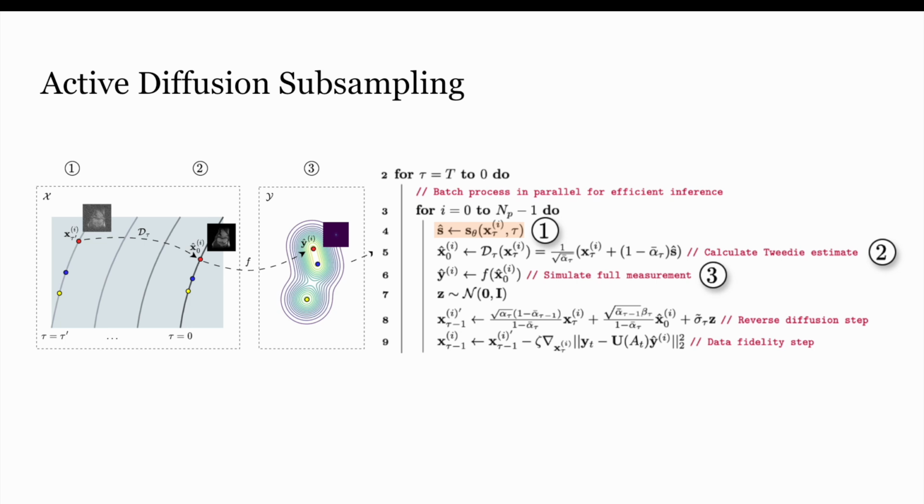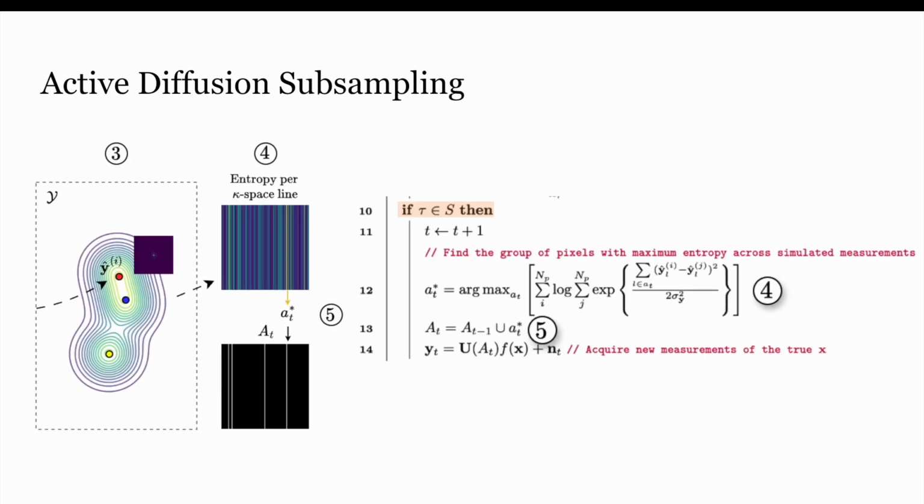The first part of the algorithm is this for loop, which iterates over each of the particles in our particle distribution and does regular diffusion posterior sampling. So nothing special going on here. We're just calculating these Tweedie estimates, which we'll use later, and simulating these full measurements. This needs to be done anyway for diffusion posterior sampling in order to compute the likelihood, or the data fidelity step, as you see on line 9 there. But we also use these later to compute our entropy.